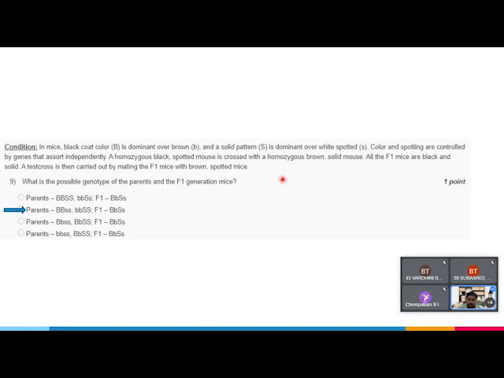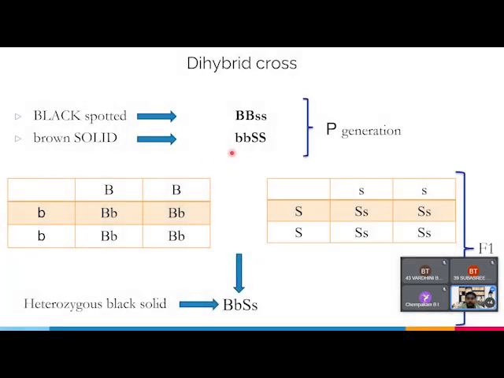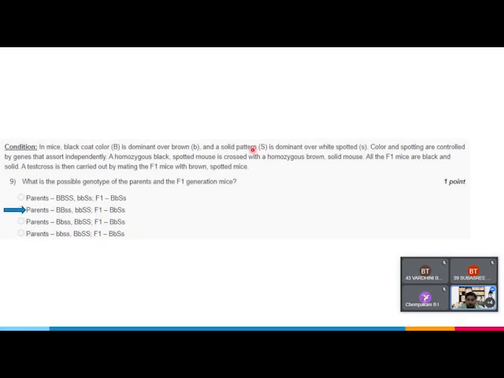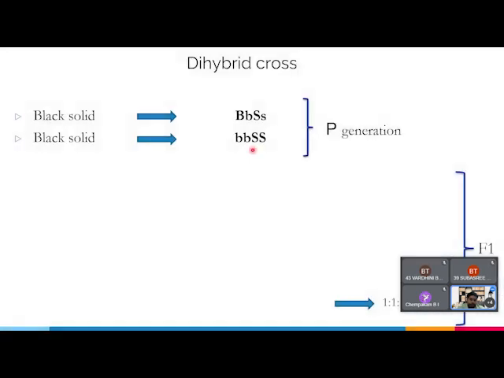So what was the test cross? Test cross is between the F1 mice, so capital B, capital S, small s, and brown spotted mice. So brown spotted mice were small b, small s. Okay, so that was the brown spotted mice, and now you are being asked to find out what the solution to this test cross is. So please, I would encourage everyone to try and answer this.